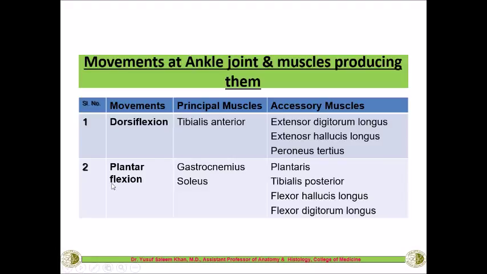The plantar flexion will be done by the muscles in the posterior compartment of the leg, that is the gastrocnemius and the soleus, which are inserted to the calcaneus bone, and whenever they contract, they help in plantar flexion. Then there are accessory muscles like the plantaris, tibialis posterior, flexor hallucis longus, as well as the flexor digitorum longus, all muscles in the posterior compartment of the leg. So these are the muscles and these are the movements. There are only two movements here at the ankle joint, dorsiflexion as well as plantar flexion.